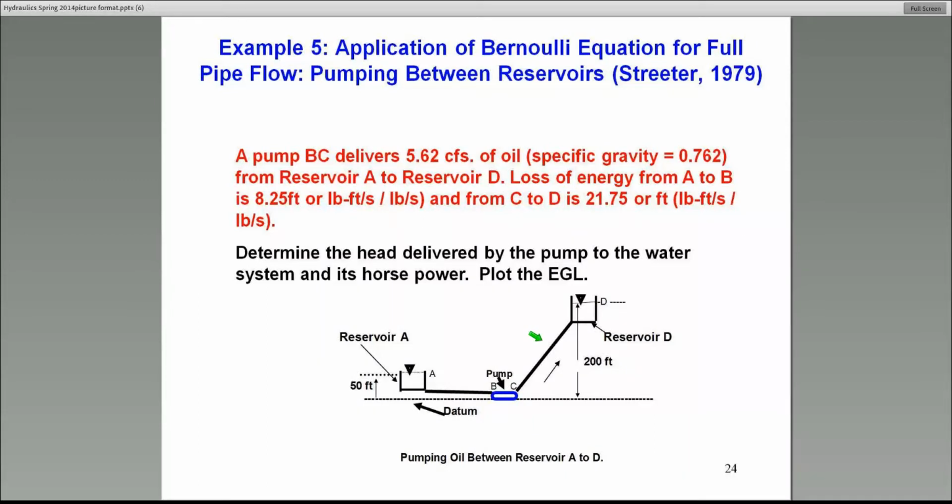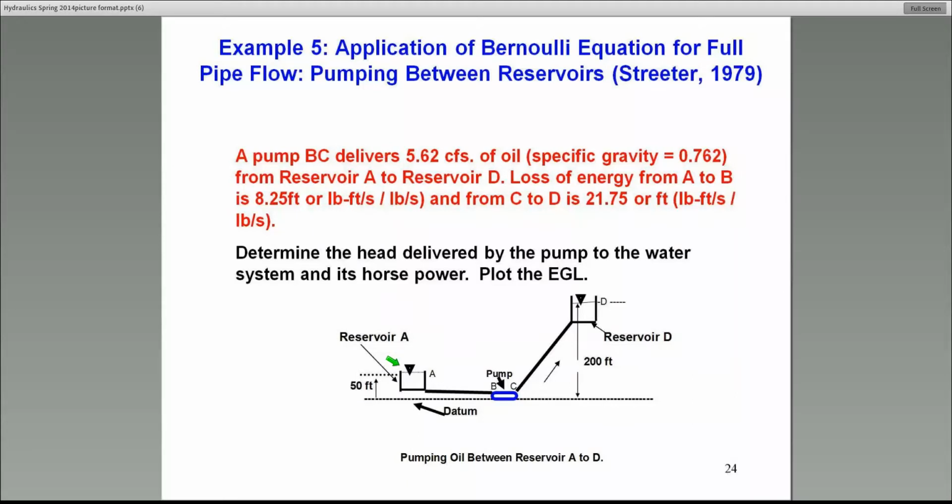So essentially what I'm going to do, to apply the Bernoulli equation, is select 2 points. The most logical points to pick in this case would be point A and point D, because at both of these points, the water surface in the reservoir is what I call a free surface. The gauge pressure there is 0. And also the velocity head is negligible in reservoirs. So one could therefore write the Bernoulli equation between A and D and be able to solve for whatever unknown.